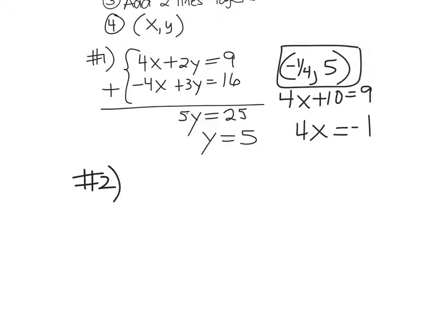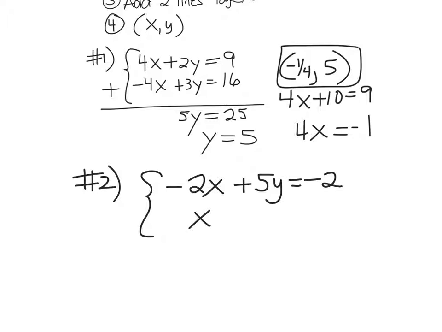Now let's go to a little harder problem where it's not set up yet with opposites. I'm going to show you how to set up opposites. So here we go. Suppose that you have negative 2x plus 5y equals negative 2, and x minus 3y equals positive 3.